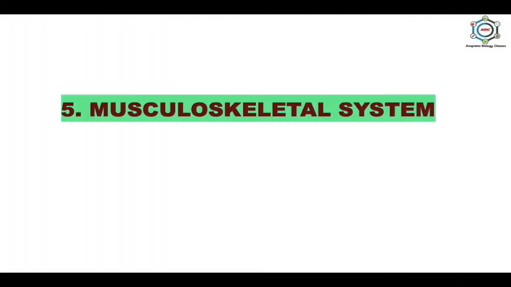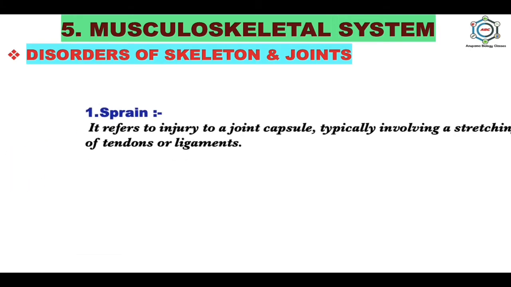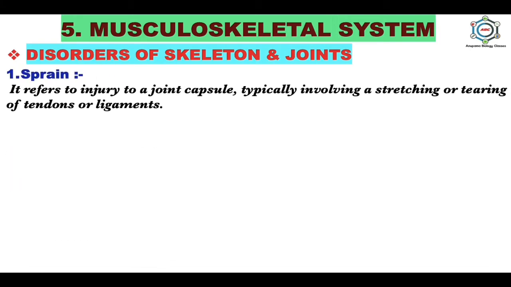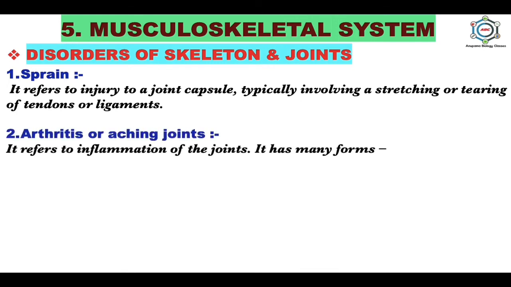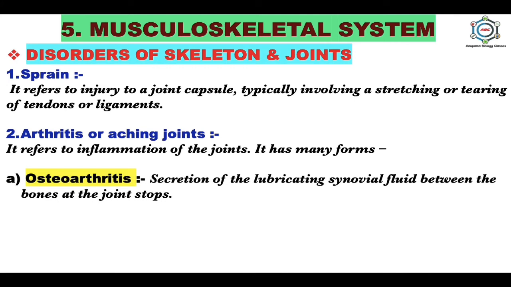Now the musculoskeletal system, and here the disorders of the skeleton and joints, in which the first one is sprain, which refers to an injury to a joint capsule, typically involving a stretching or tearing of tendons or ligaments. It is a minor disorder but it may become chronic also. Now arthritis, or aching joints, refers to inflammation of the joints and it has many forms, in which the first one is osteoarthritis. Here the secretion of lubricating synovial fluid between the bones at the joint stops.